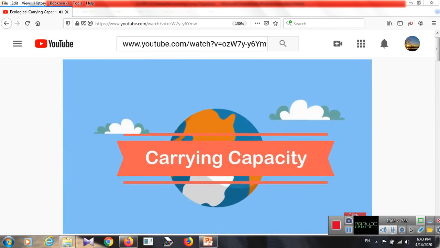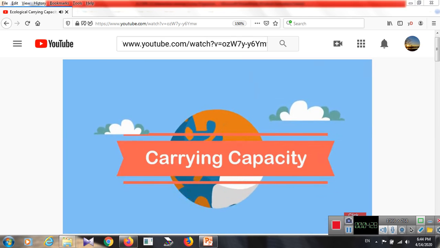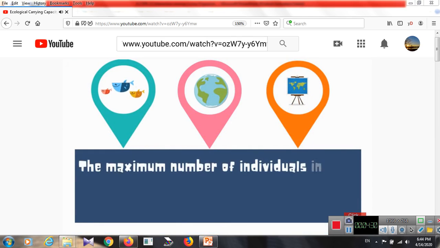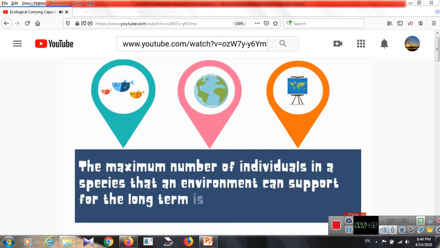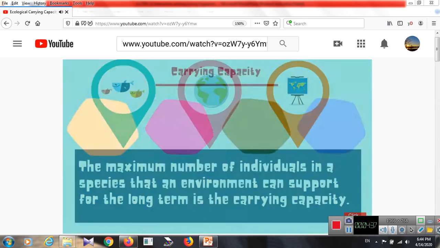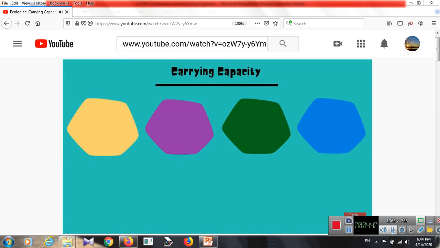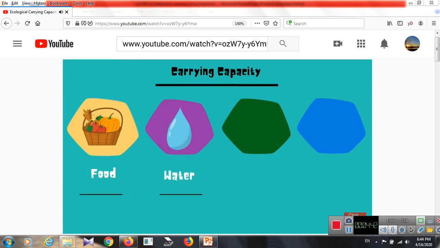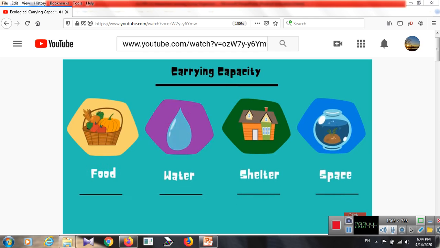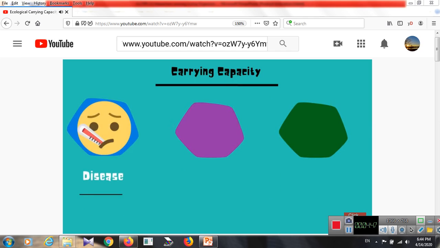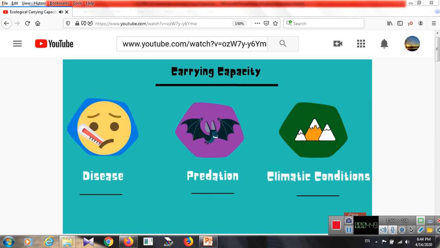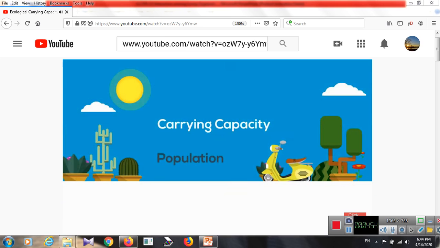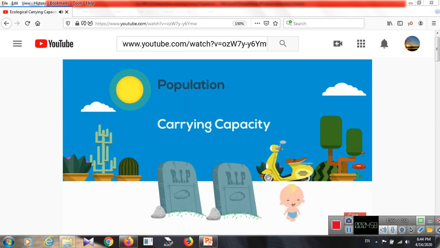Welcome to Moo Math and Science and the carrying capacity of an environment. The maximum number of individuals in a species that an environment can support for the long term is the carrying capacity. Carrying capacity is limited by limiting factors such as food, water, shelter, appropriate space, as well as disease, predation, and climatic conditions. If a population nears the carrying capacity, resources become limited, and if a population exceeds the carrying capacity, deaths begin to outnumber births.